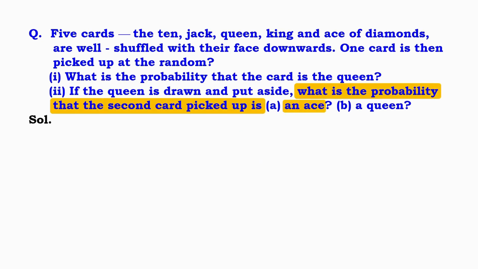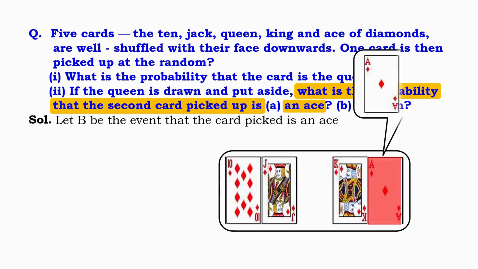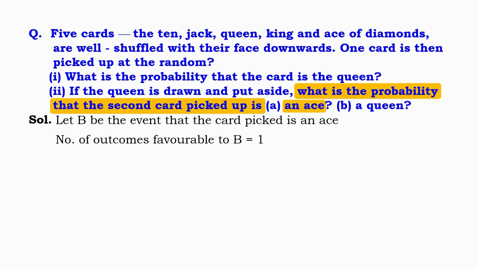Now, what is the probability that the second card picked up is an Ace? So let B be the event that the card picked is an Ace. There is only one Ace card. So the number of outcomes favorable to B is equal to 1. So the probability of B will be equal to 1 by 4.